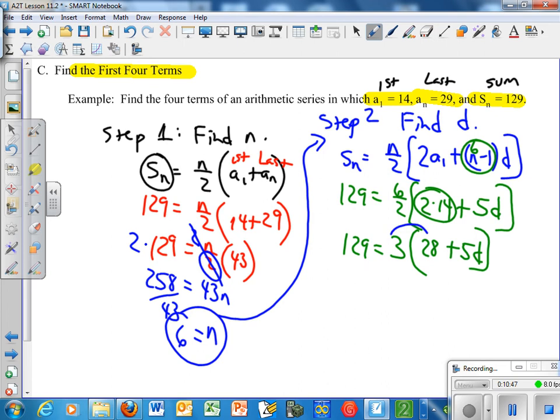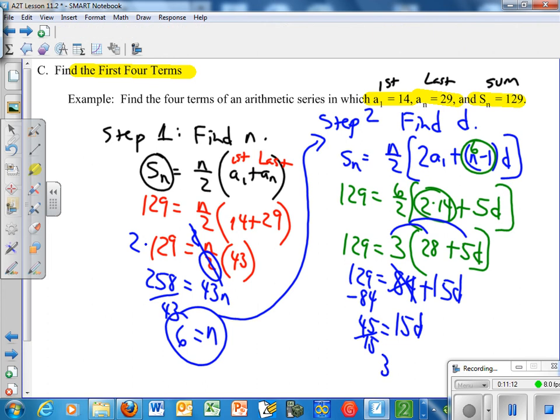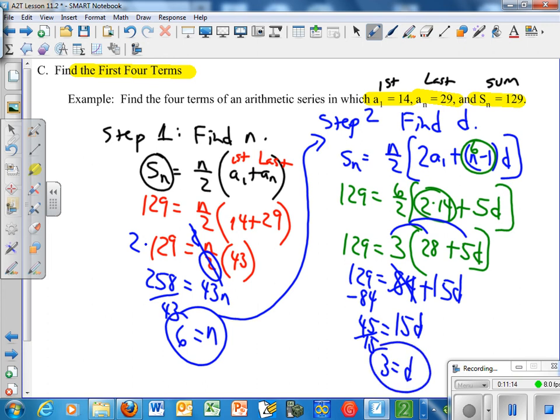Now we're going to distribute. So 129 is equal to 3 times 28 is 84 plus 15d. Subtract 84. So 45 is what we get there. That's gone. It is 15d. We divide by 15. So d is 3. And the reason we need that is we know there's 6 terms. Now I can find the first 4 terms.